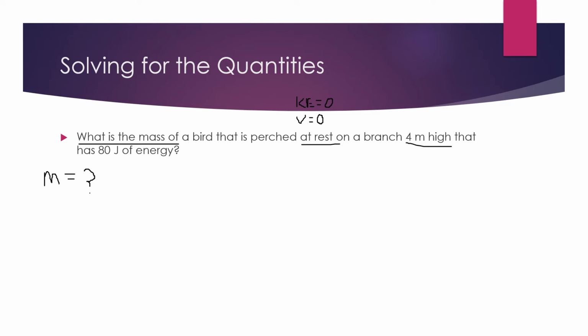On a branch that is 4 meters high, okay, so we're talking about height, another clue that we're talking about potential energy, that has 80 joules of energy. And now, because of those clues in the problem, we know that those 80 joules reference potential energy. Nice. Okay, plug and chug.